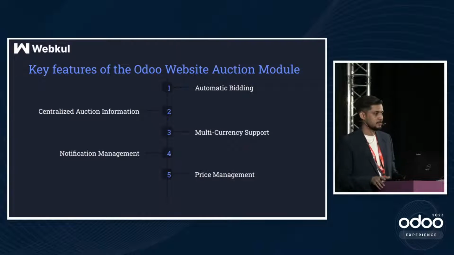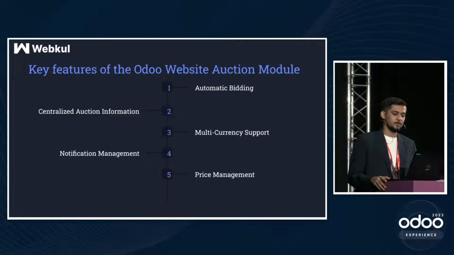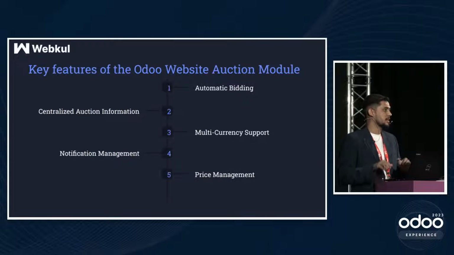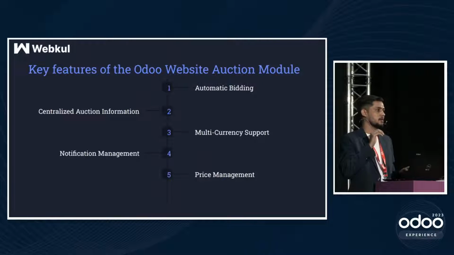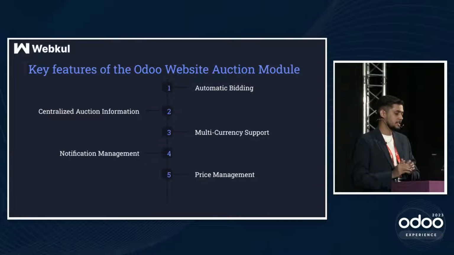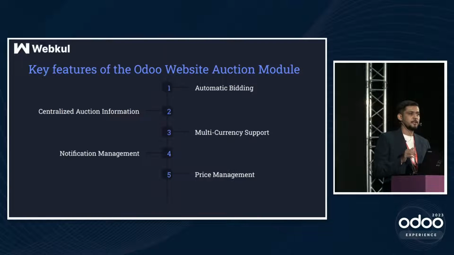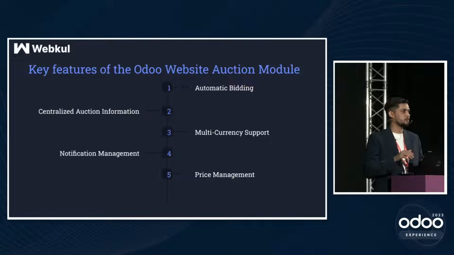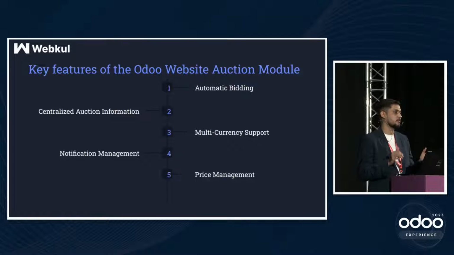So here are some of the key features of the auction module. Automatic bidding is there. From the back end, the admin can set the automatic bidding feature, and by using this feature, customers or buyers, when they bid for a particular auction, can set the automatic bidding option. Similarly, an admin will be able to control the complete information for a particular auction that he's running from the backend, with complete information from a centralized place.